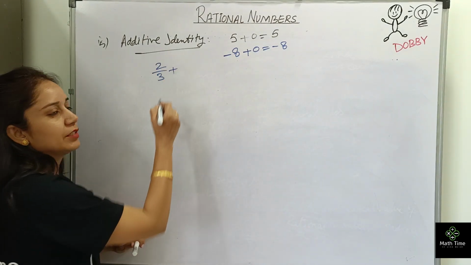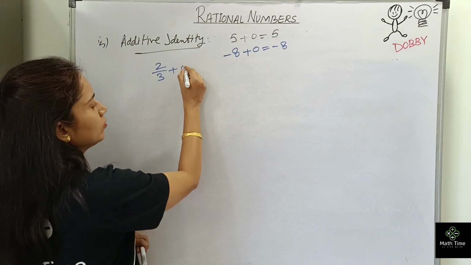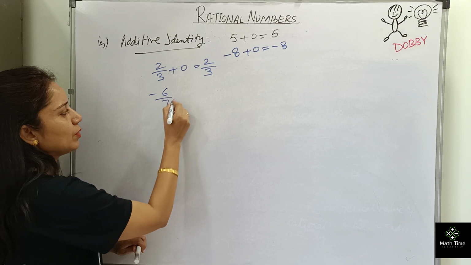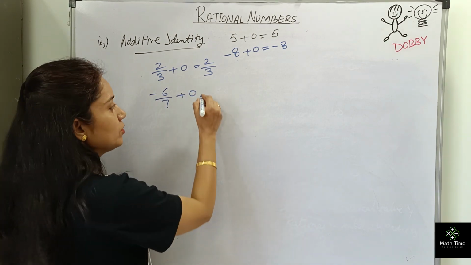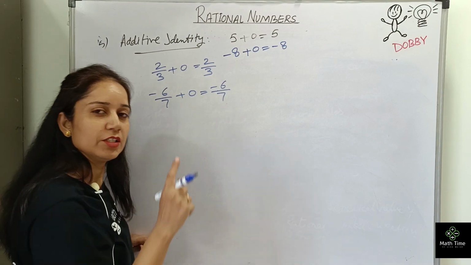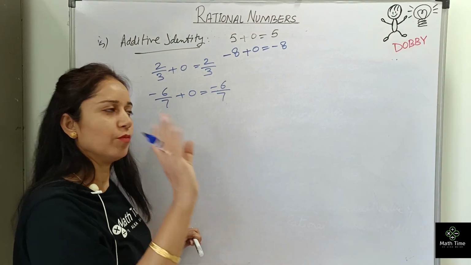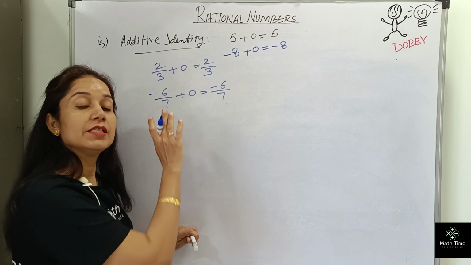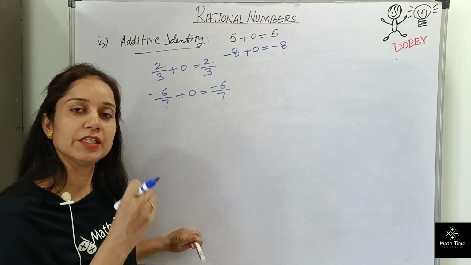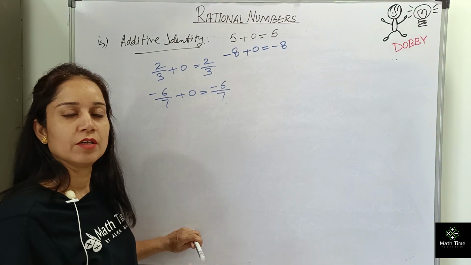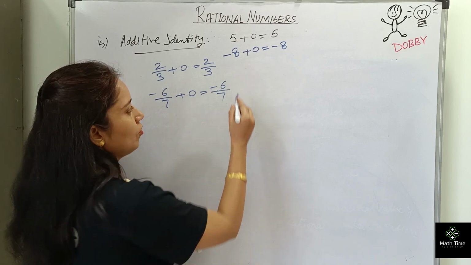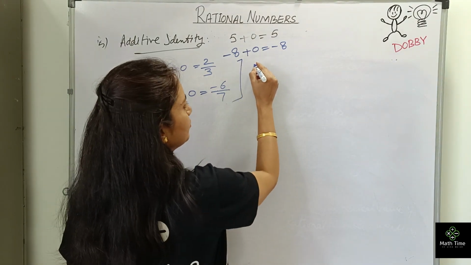2/3 में क्या प्लस कर दें कि वो 2/3 रहे? 0. It will remain 2/3. -6/7 में क्या प्लस कर दें कि वो -6/7 ही रहे? Yes, 0 only. So 0 is such a beautiful number which maintains the identity of a number. उसकी अपनी identity, उसकी अपनी पहचान maintain रखता है without making any change. So 0 is the additive identity of rational numbers.